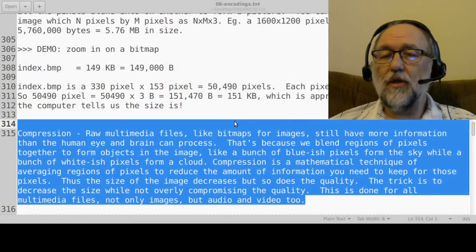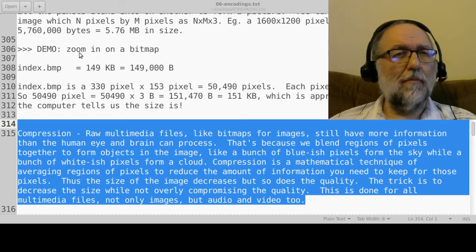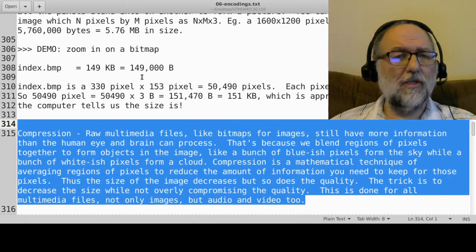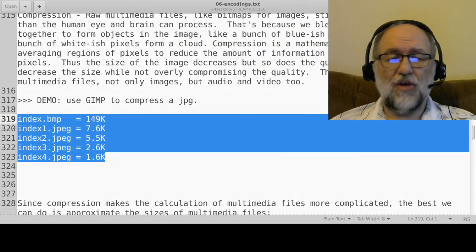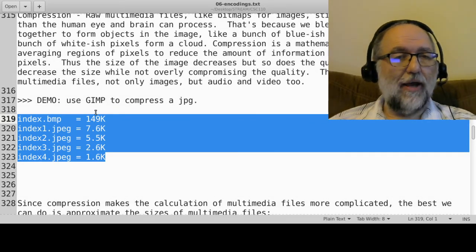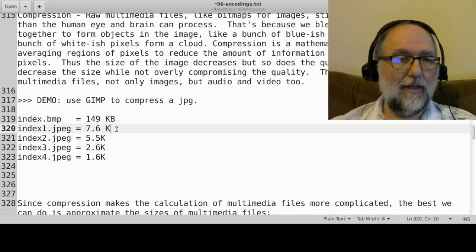Now, is it useful to compress? Yes, if you don't want to use up your space and make your file too big, then you want to do some compression. Usually that's done for you, but just so you know what compression is all about, I have 4 different levels of compression for this file, which I'll show you in a minute. I should put bytes after all of these. The original file was 149 kilobytes.